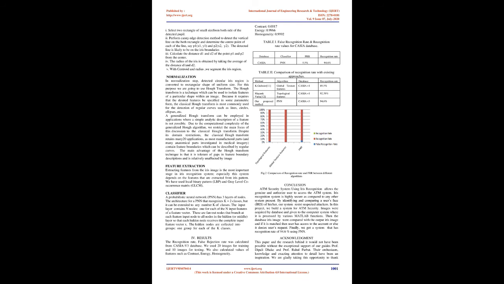Normalization. In the normalization step, the detected circular iris region is converted to a rectangular shape of uniform size. For this purpose we are going to use the Hough Transform. The Hough Transform is a technique which can be used to isolate features of a particular shape within an image. Because it requires that the desired features be specified in some parametric form, the classical Hough Transform is most commonly used for the detection of regular curves such as lines, circles, ellipses, etc.